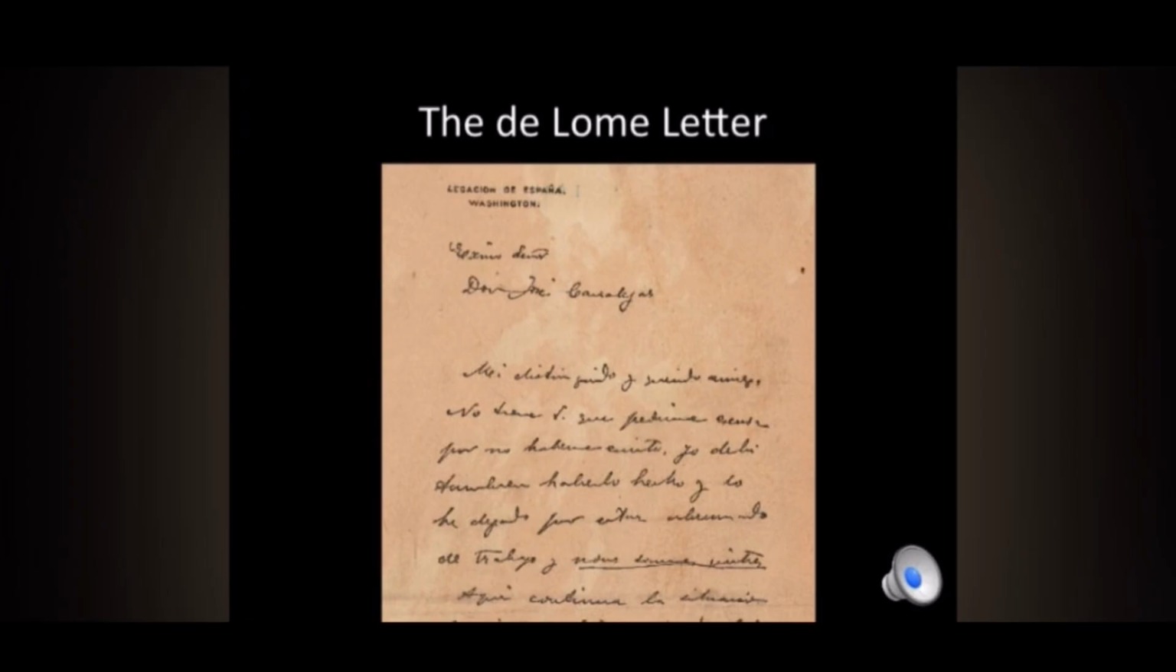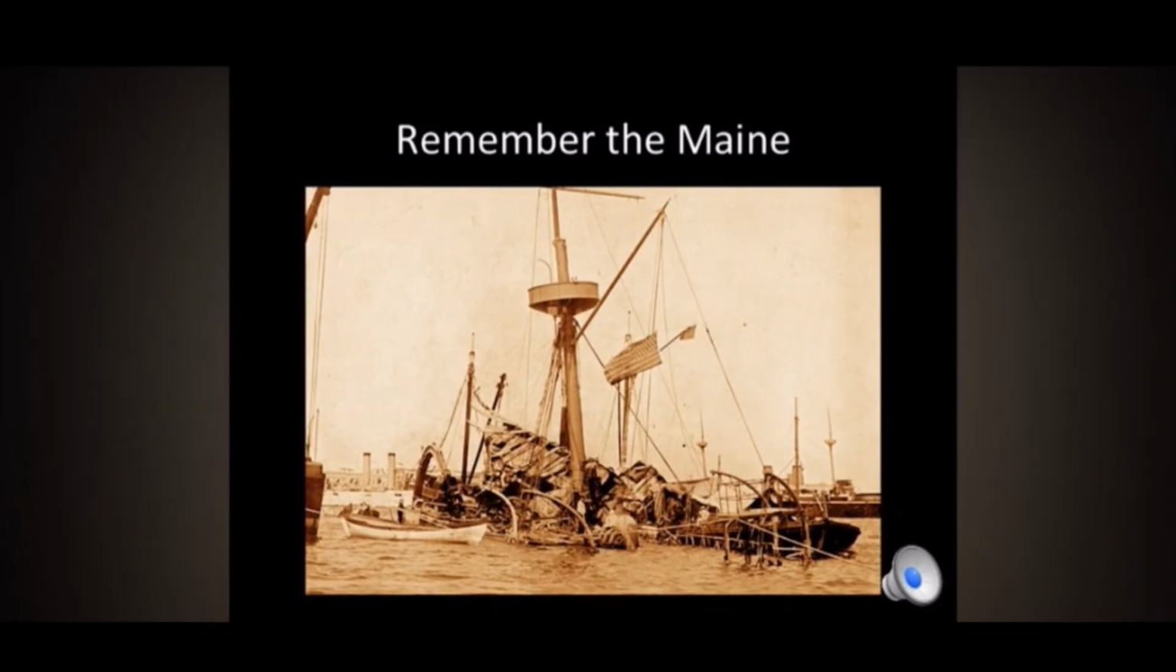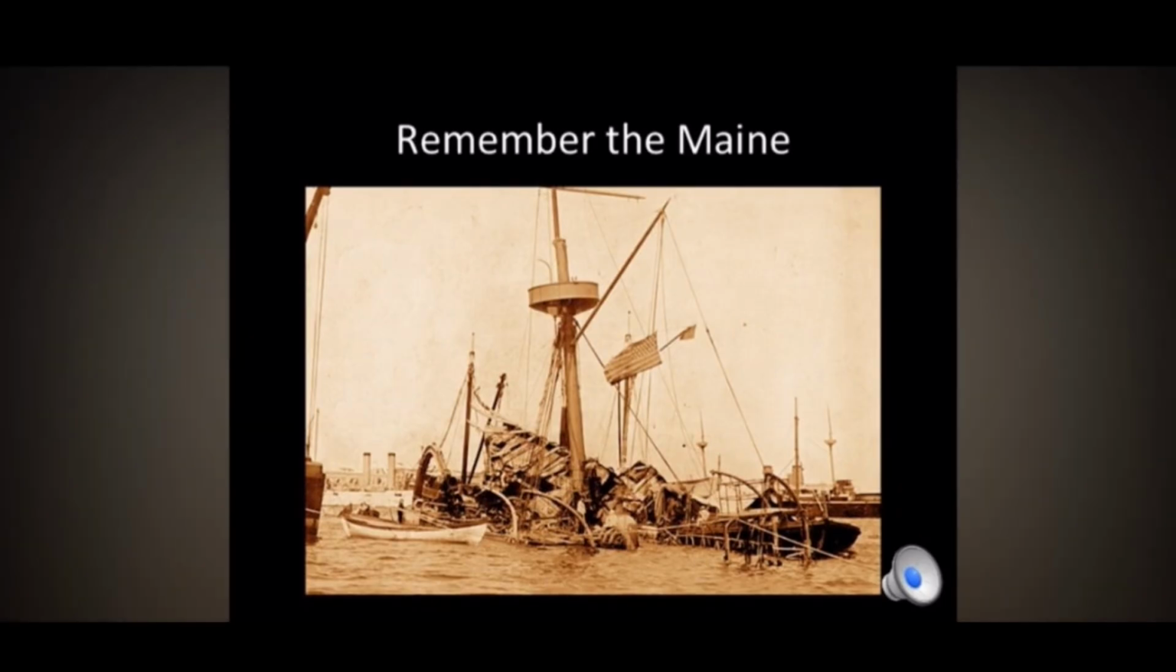Unit 7 begins with the Spanish-American War. Some background to the war: in the 1800s, Spain's empire was falling apart. Most of its colonies in the Americas had already become independent. The island of Cuba, however, remained under Spanish rule, and that's where tensions began to rise.